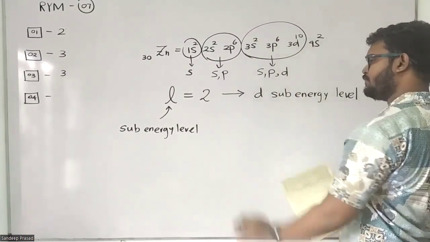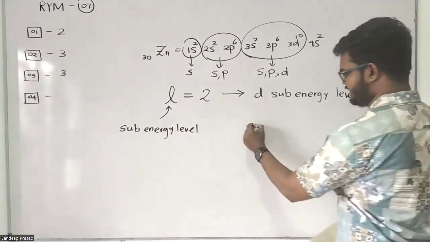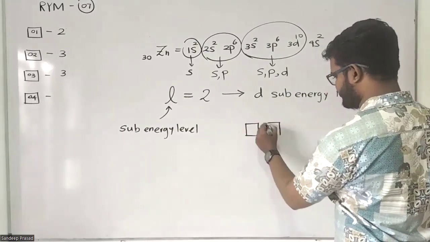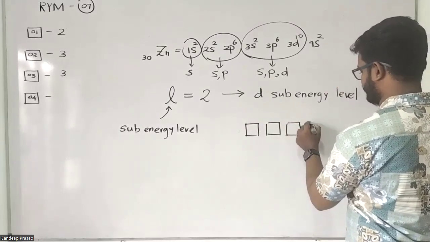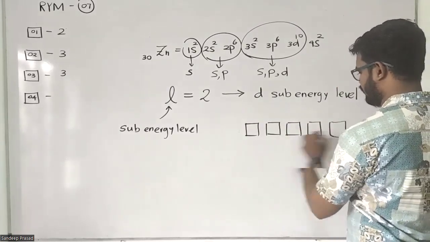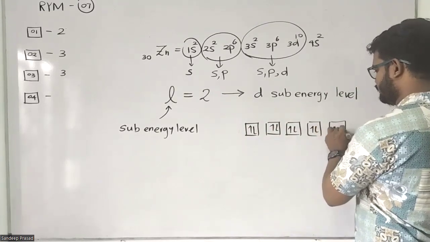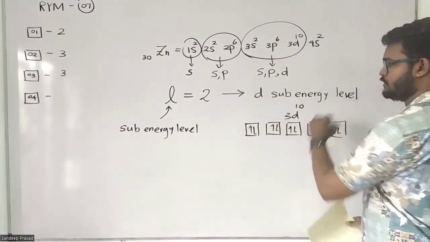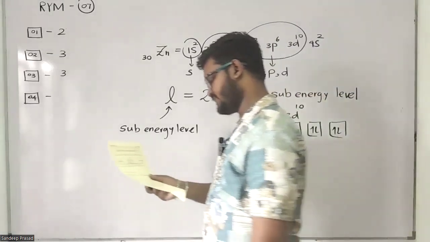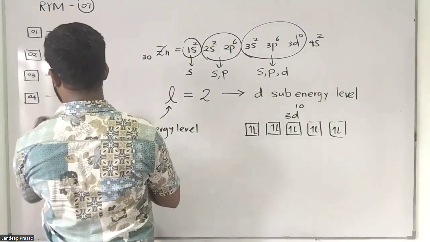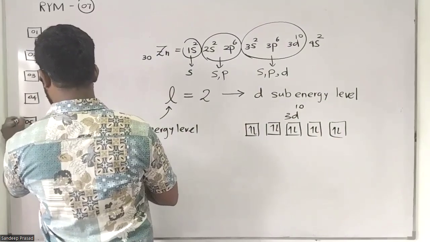So therefore, how many electrons are there? In the d sub-energy level, we know that 5 orbitals are there, right? So 3d10 configuration, all the orbitals are filled with electrons. So therefore, 10 electrons are there. So question number 4, answer is fifth one, very easy. Let's move to question number 5.